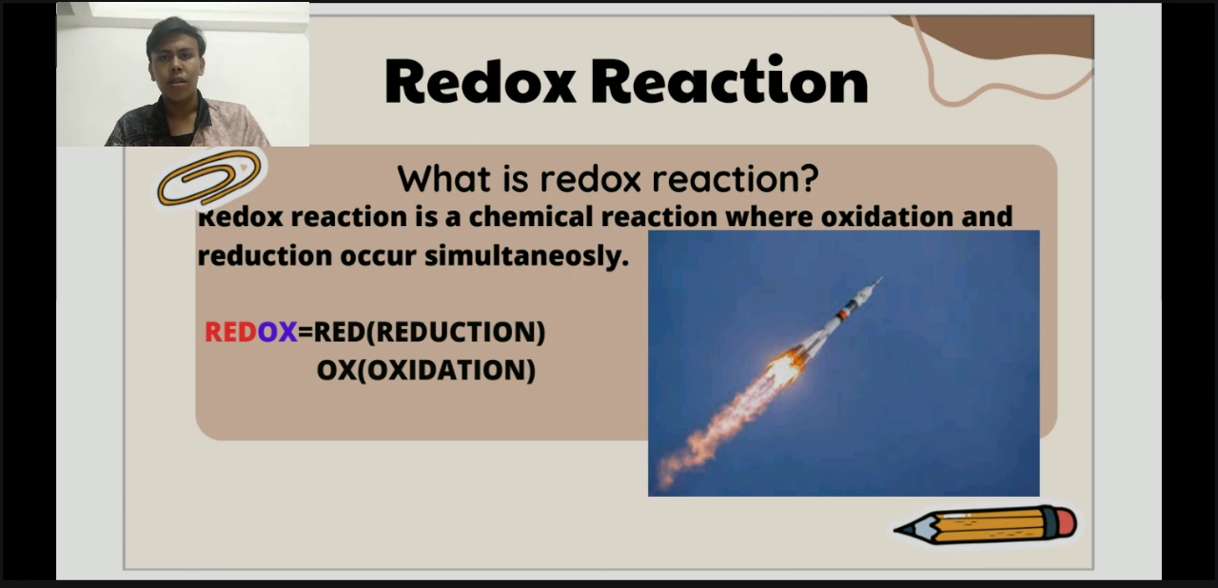Redox reaction. What is actually a redox reaction? A redox reaction is a chemical reaction where oxidation and reduction occur at the same time. Redox. Interesting word, isn't it? Redox is actually derived from reduction and oxidation, where red comes from reduction and ox comes from oxidation.